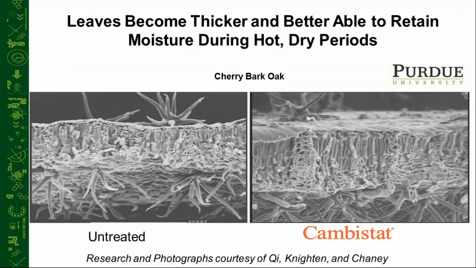As I mentioned, you get a thicker leaf that's better able to retain moisture during the hot and dry period. So we have here an untreated plant on the left and a treated plant on the right, and this is in cherry bark oak. You can see the thickness of the leaf is much greater with a treated plant. That's going to give you much better water retention. It's not going to desiccate as quickly. You'll have less of the summer leaf scorch, especially in the tough growing environment that we often put urban trees in. This will give you a much better ability to tolerate those tough growing conditions.